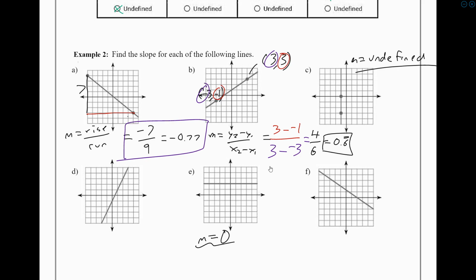All right, so just D and F I have left to do. I'd like you guys to try this. Pick some points on D and F and find the slope using them.